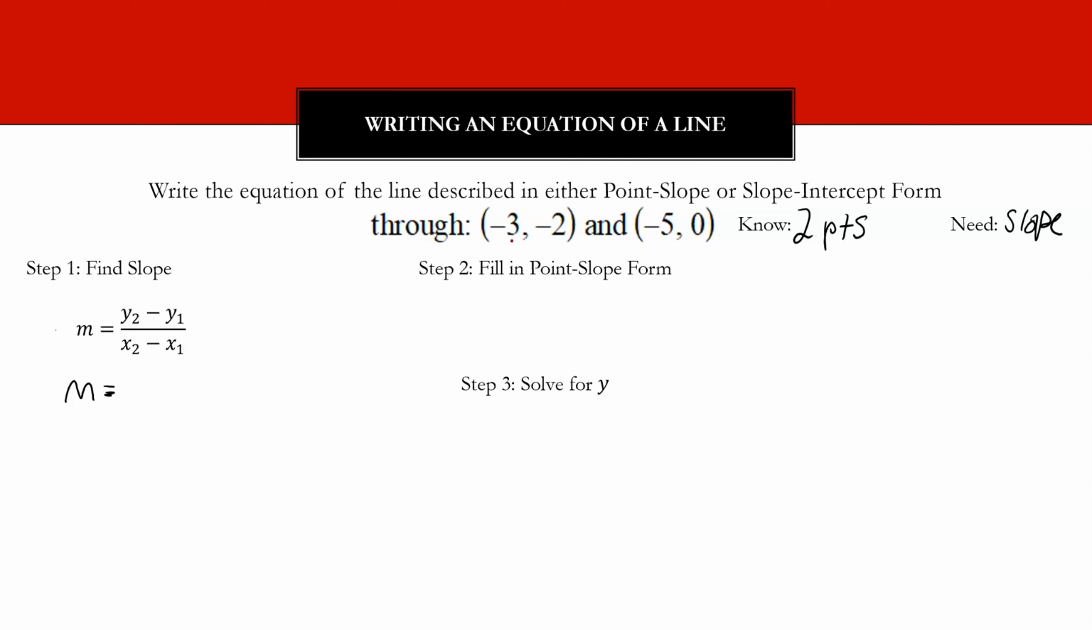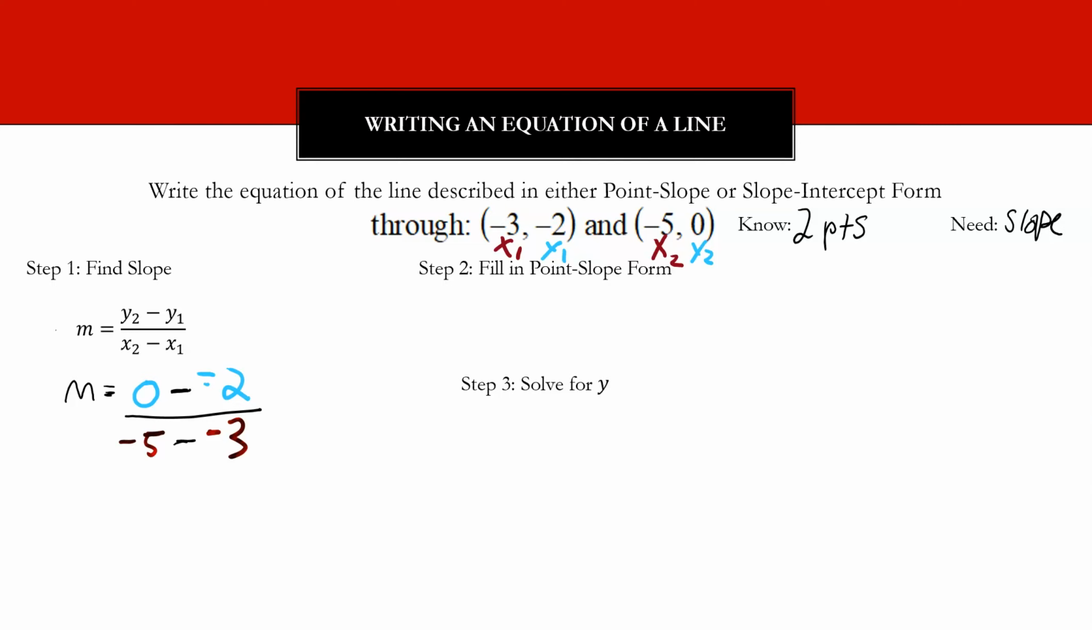The way that I usually do this, I just call my first ordered pair x1, y1, and my second one x2, y2. So we're going to say 0 minus -2, over, and then our x's, -5. Again, remember, -5 and 0 are an ordered pair, so when I look at where I find them in the equation, they should be one right on top of the other. So I'm going to do -5 minus -3, and see -3 and -2 are an ordered pair. They're right on top of each other.